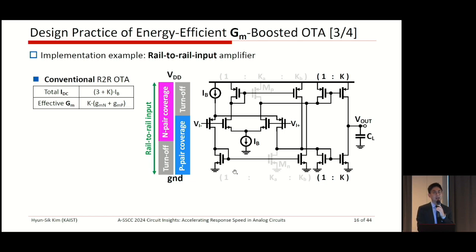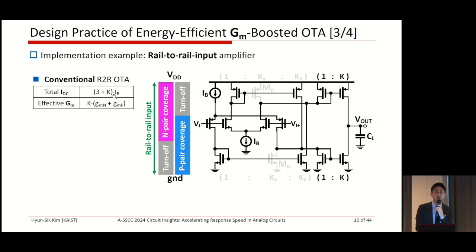In this design, which is very conventional, the effective transconductance is K times GMN plus GMP, each respectively coming from the NMOS input pair and the PMOS input pair. And the total static current consumption is defined as 3 plus K, right? As you see, a clear trade-off can be observed. Here it is proportional to K, and here also proportional to K.